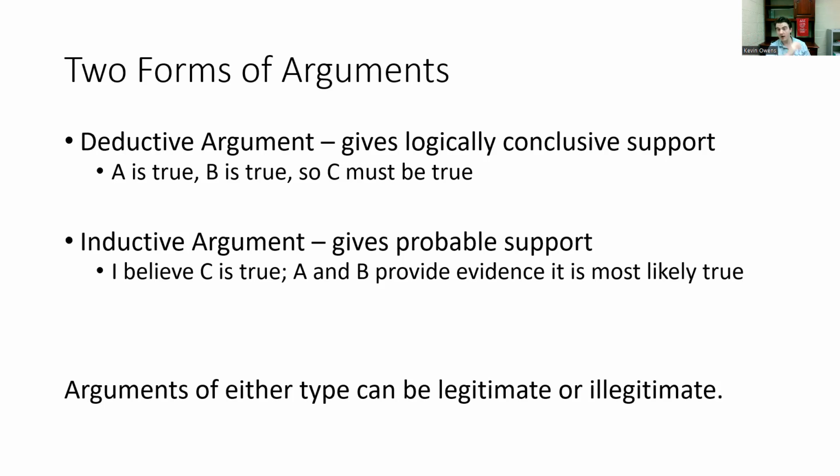These are pretty rare. More common are inductive arguments, which basically all scientific arguments are inductive arguments. We think C is true, and points A and B give evidence that it is most likely true. And either, deductive and inductive arguments can be legitimate or illegitimate.